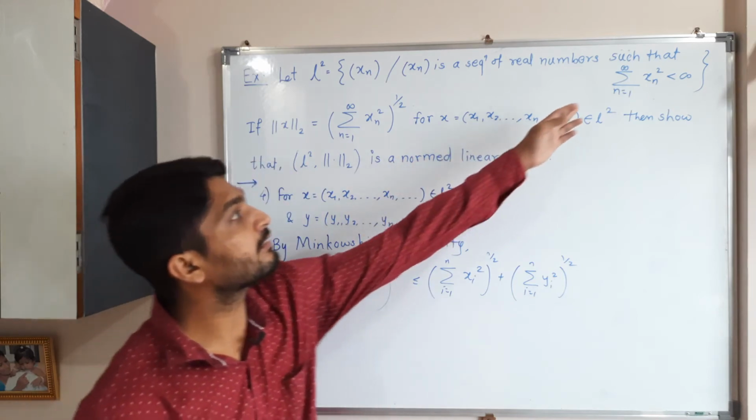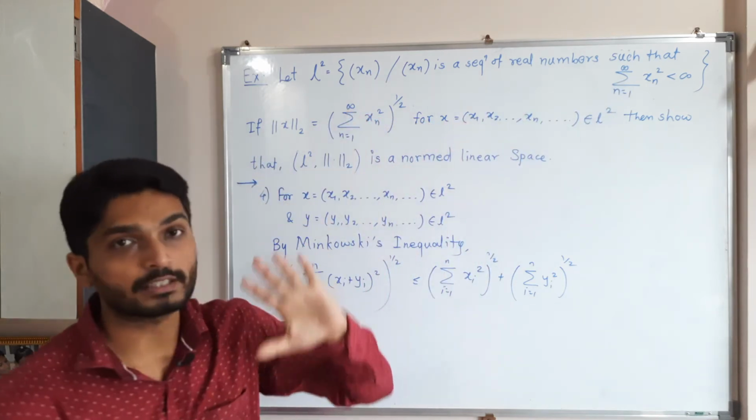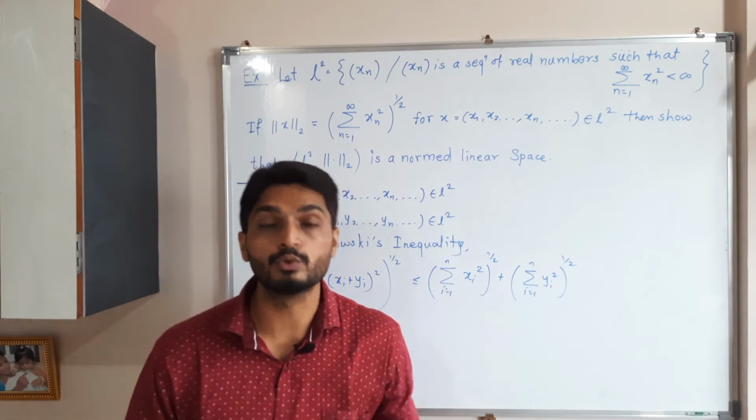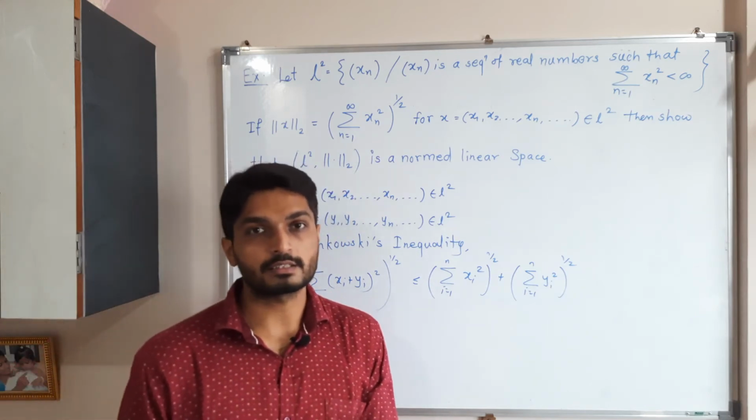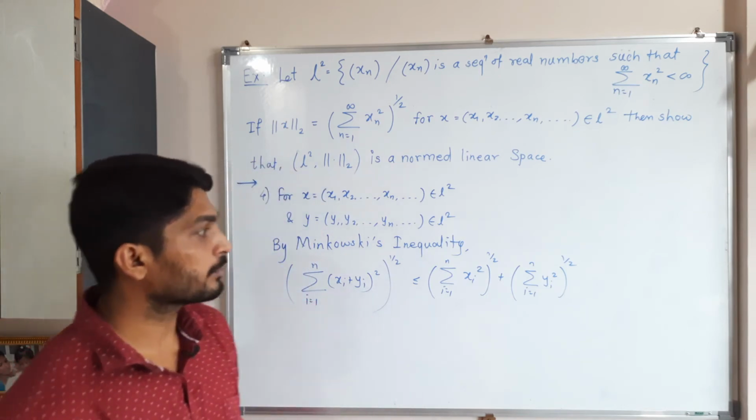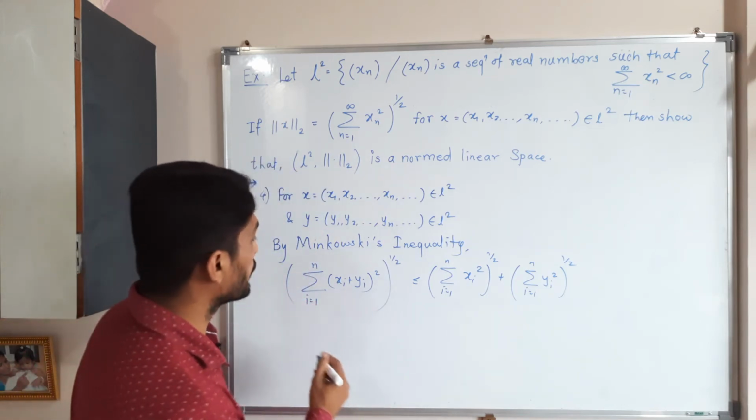Here we have an infinite summation. So that's why we cannot directly use this Minkowski's inequality. So first of all, I have written it for finite terms. After that, what can I do? See what I'm going to do in the next step.